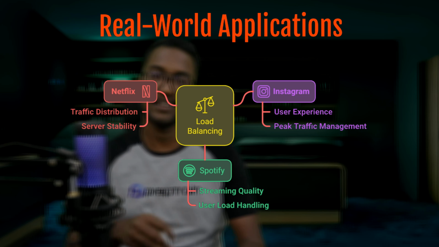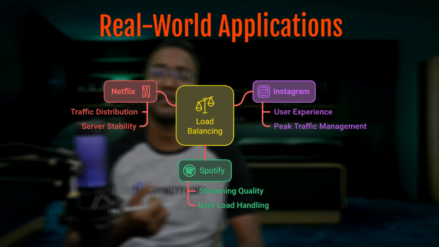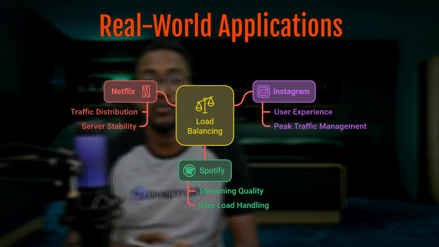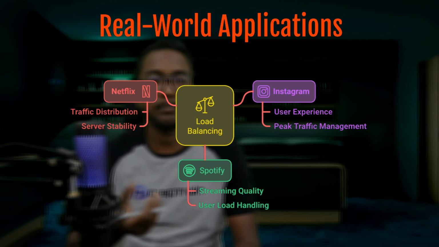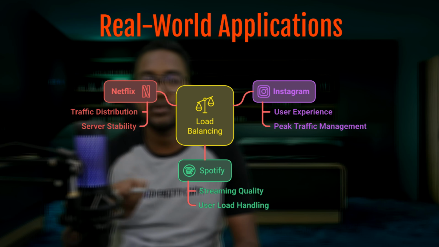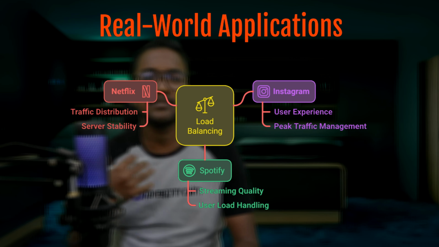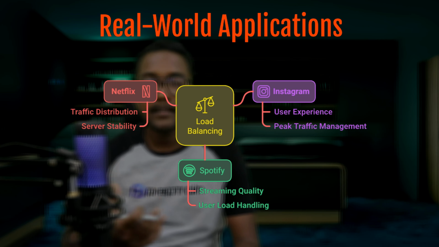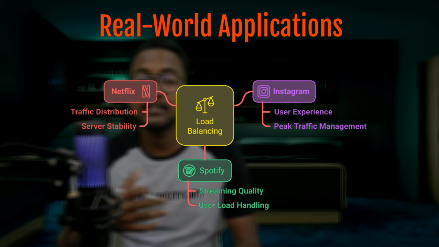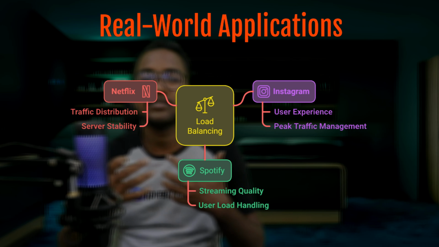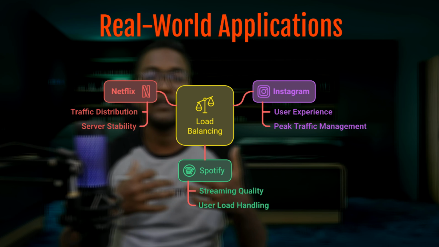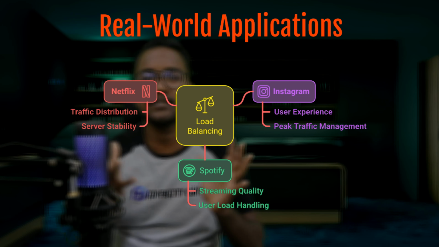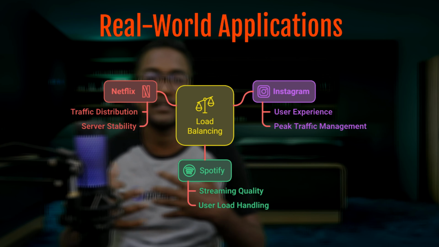Load balancing basically ensures that these spikes in traffic are distributed evenly across Netflix infrastructure so users can stream seamlessly without interruption. Similarly, Instagram and Spotify also depend on load balancing to handle millions of simultaneous users, whether it's scrolling through pictures on Instagram or listening to music on Spotify. Users expect a fast and smooth experience no matter how many people are online. Load balancing makes this possible by intelligently routing traffic and ensuring that no server gets overwhelmed, even during peak usage time.